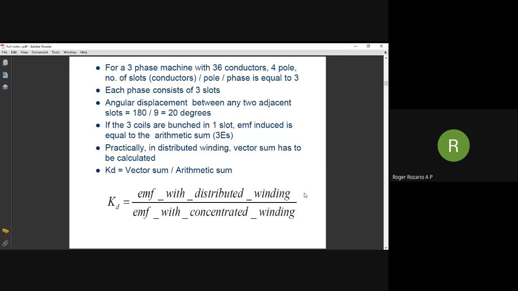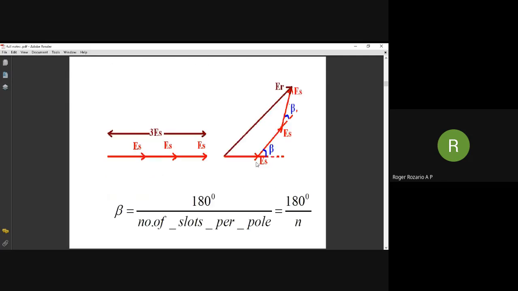When you look at an example, it will be easier for you. As of now, you understand. Here in the bracket, it is written as conductors. You take this as conductors only. Number of conductors per pole. So beta is the slot angle. How will you calculate the slot angle? Beta equal to 180 degree divided by n. N is the number of slots per pole. Number of slots per pole எப்படி கண்டுபிடிப்பீங்க? Number of conductors divided by number of poles. In the previous example, number of conductors were 36 and number of poles were 4. So 36 by 4 was 9. So 180 by 9 was equal to 20 degrees.